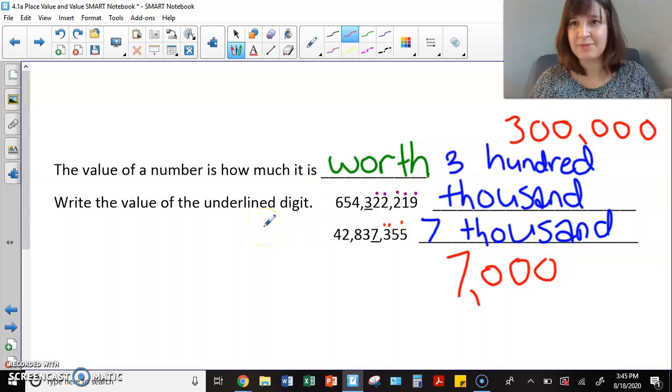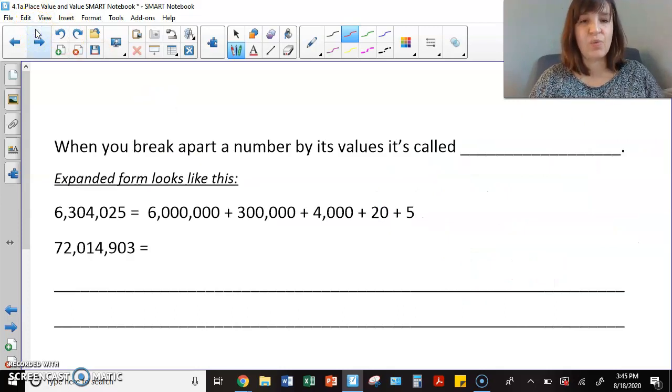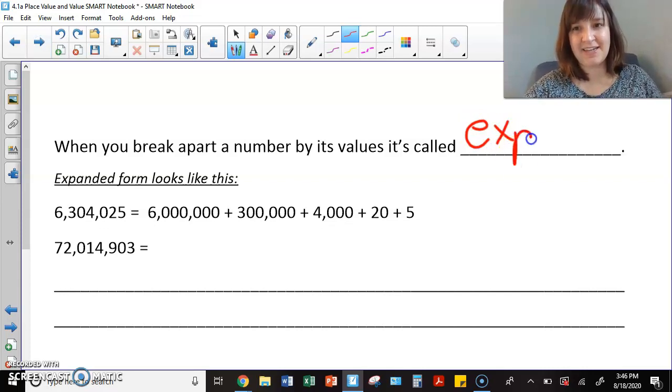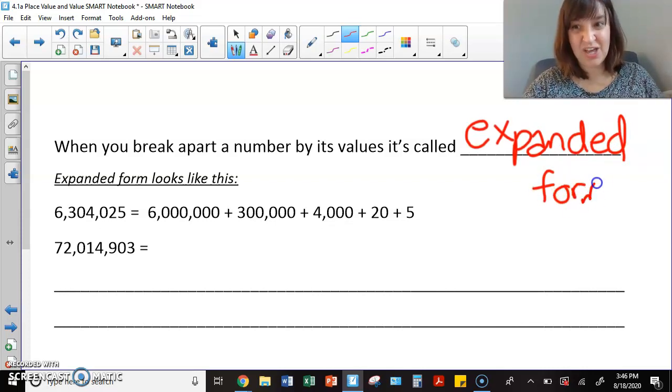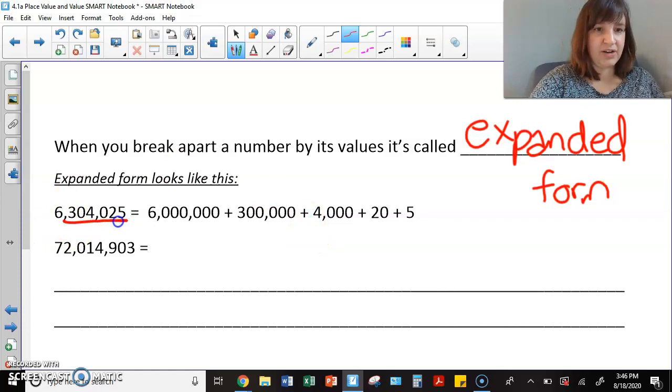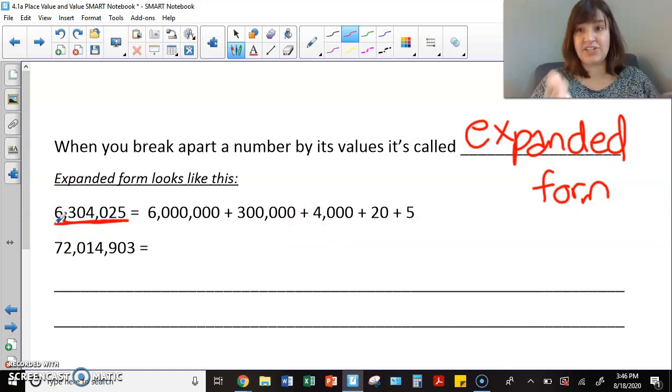So the value is how much it is worth. The place value is the place that it is in. When you break apart a number by its values, it is called expanded form, okay? And when you expand something, you make it bigger. So when we look at this number right here, we are looking at each digit from left to right and how much it is worth. So the value of the 6 is 6 million. So I write it out like that.